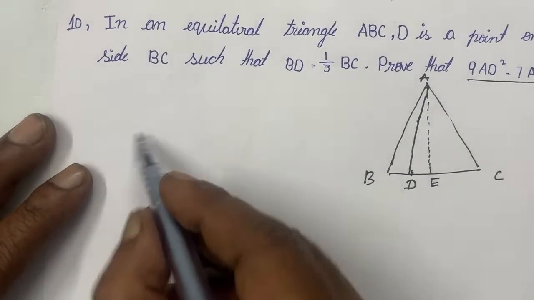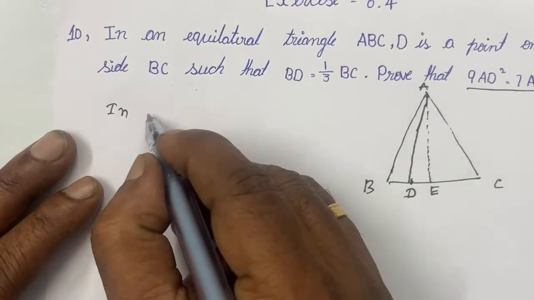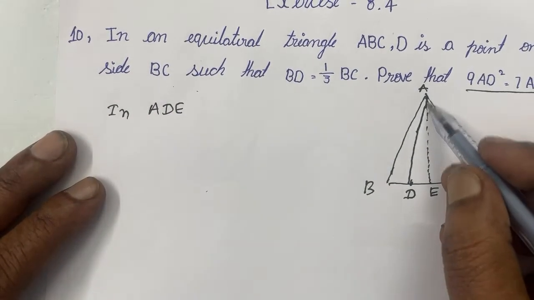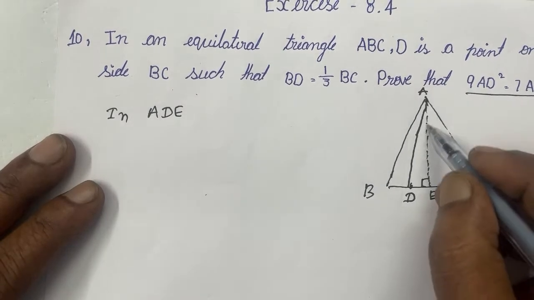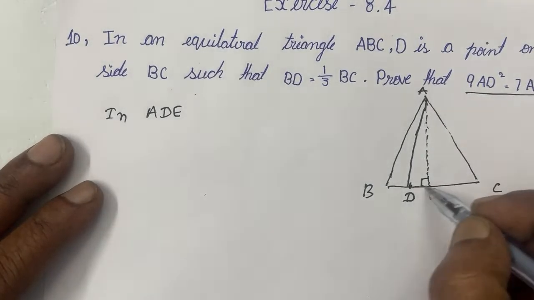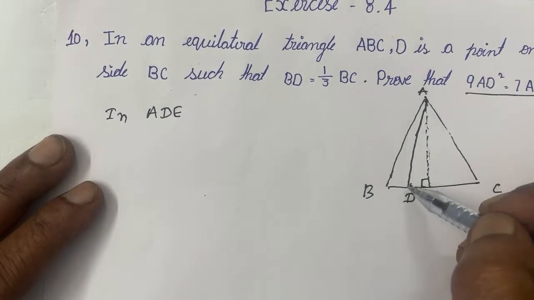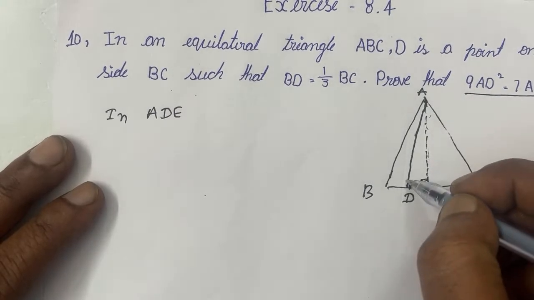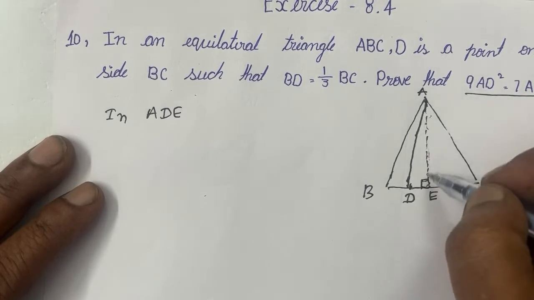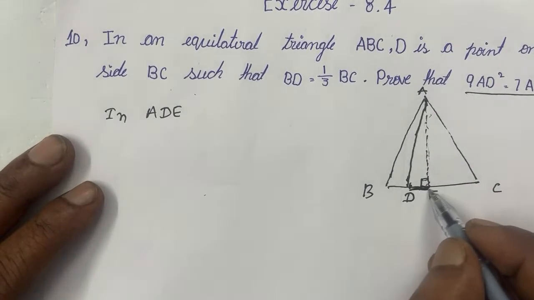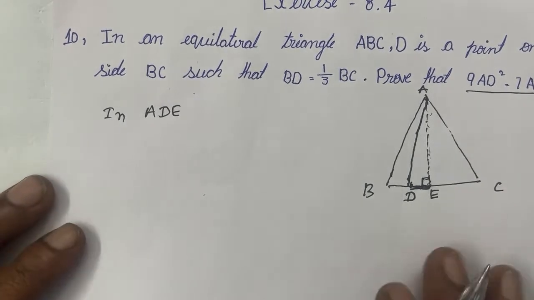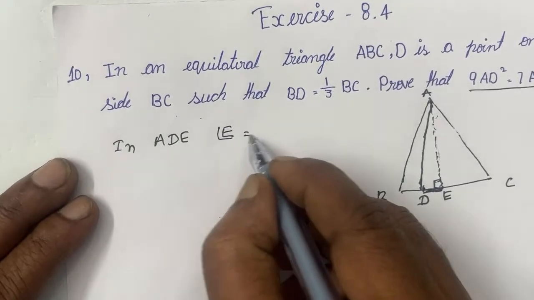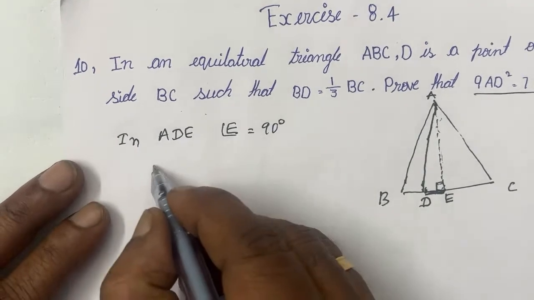Now see here, first of all I am taking this small triangle ADE. Carefully see here, in this triangle, angle E is 90 degrees and AD is the hypotenuse, AE is the opposite, and DE is the adjacent. Since it is a right angle at E, I will apply the Pythagoras formula.